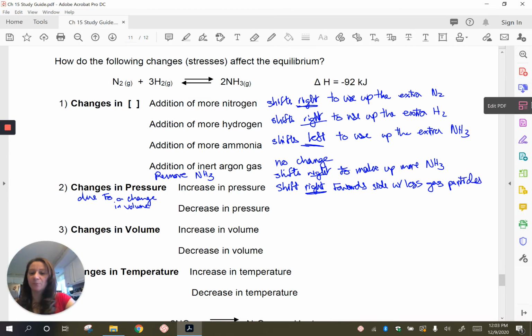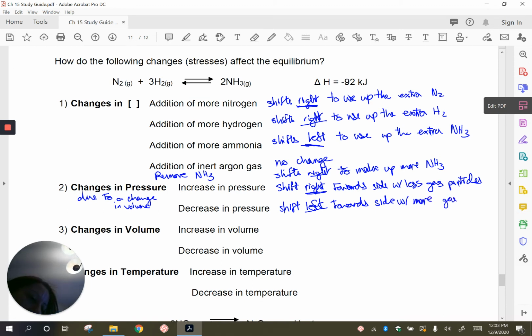Okay, what if I decrease the pressure? Well, if I decrease the pressure, then I don't have enough collisions. So I want to make more collisions. So I want to go to the side with more gas particles so that I make up for those collisions that I lost. And so that's going to shift to the left, towards the side with more gas particles, so I get my pressure back up.